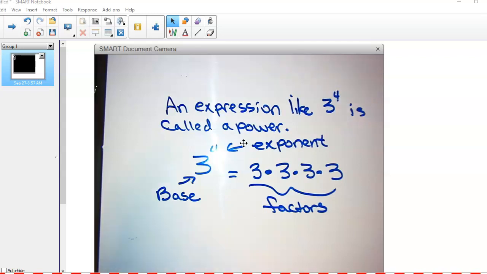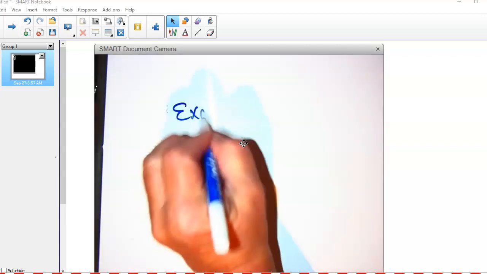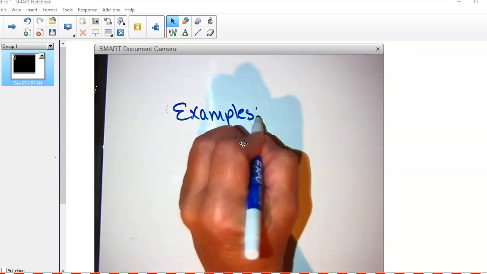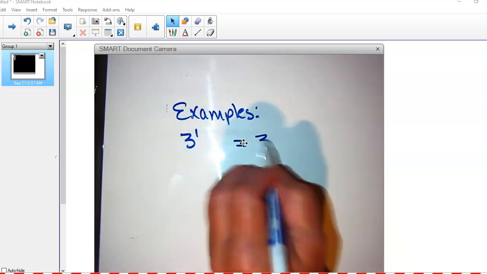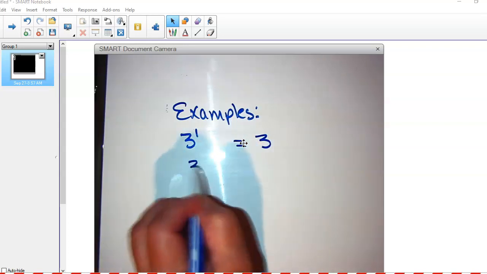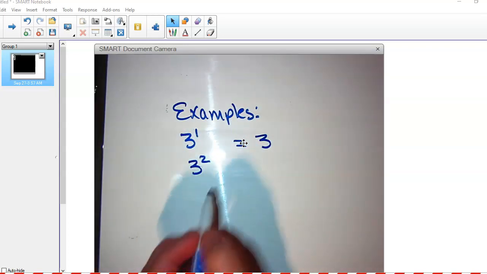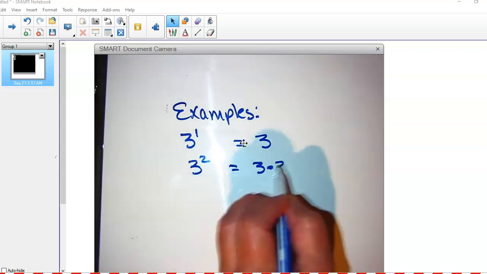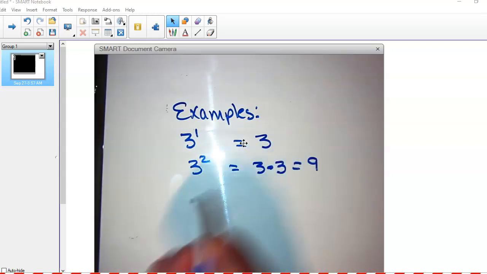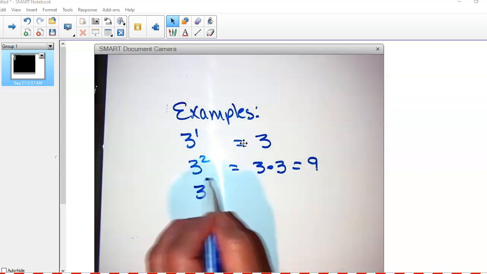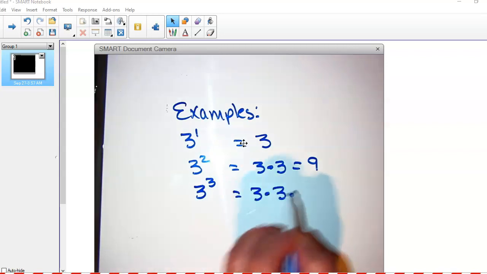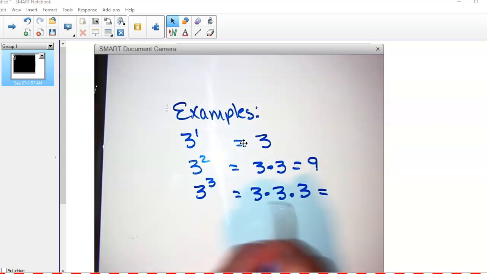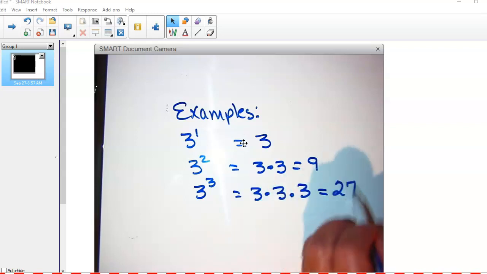So let's look at some examples. So 3 to the 1st power. It's read 3 to the 1st power, it equals 3. 3 to the 2nd power, or we can say 3 squared. That means 3 times 3, which equals 9. 3 to the 3rd power, or 3 cubed, means 3 times 3 times 3. So 3 times 3 is 9, times 3 is 27.